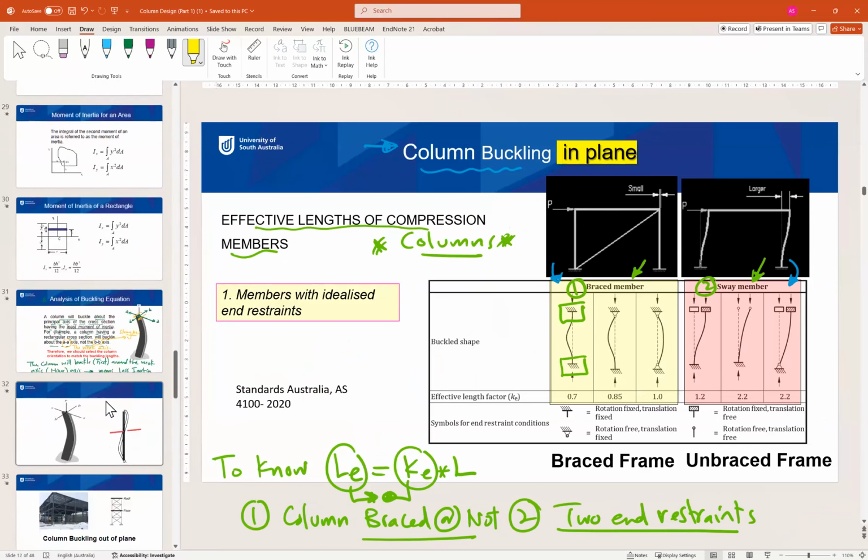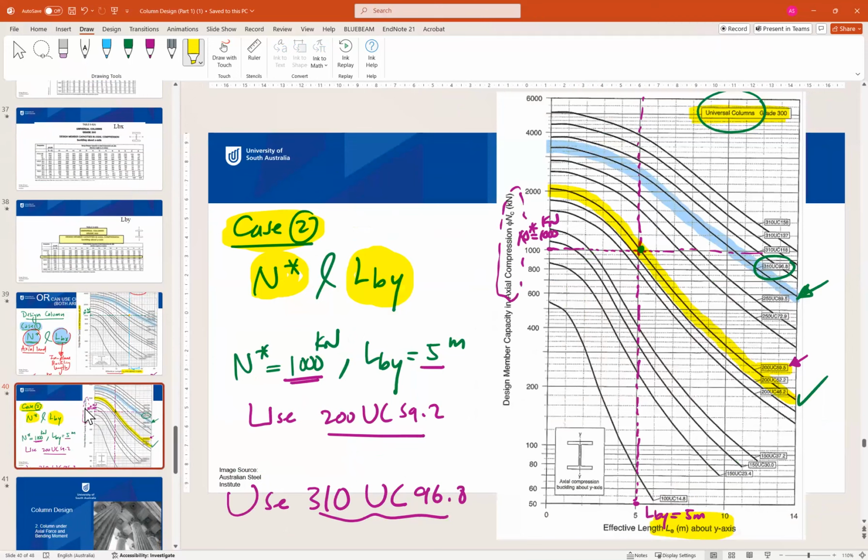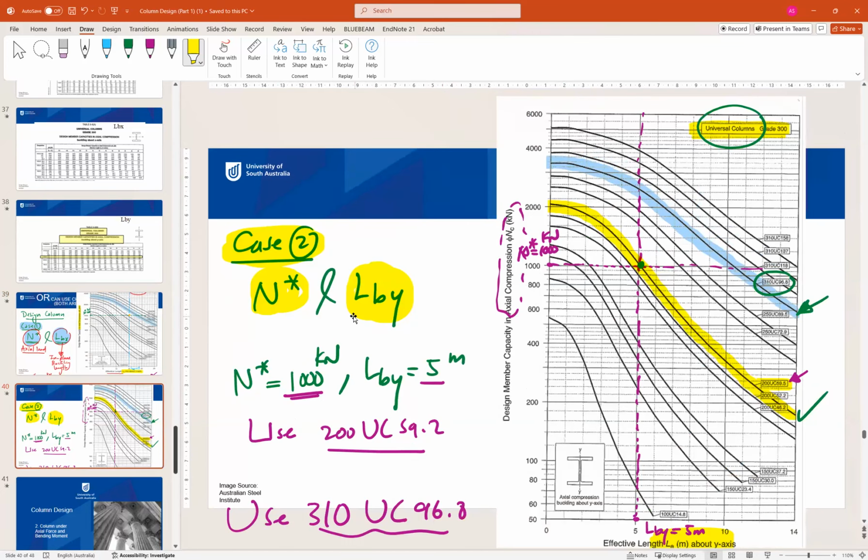Okay, so this column design is what we will be using in our project part 2. The column C2 in your project will be a column only subjected to N*. So you need to find N* and then go to the charts using N* and LBX, 2 times. One for N* with LBX, one for N* with LBY.